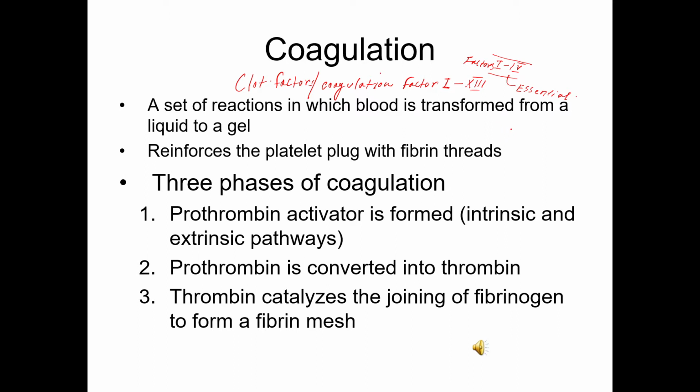What are those? Number 1 is that plasma protein. You have already learned about that, fibrinogen. Okay, so that is number 1. Number 2, factor number 2 is called prothrombin.